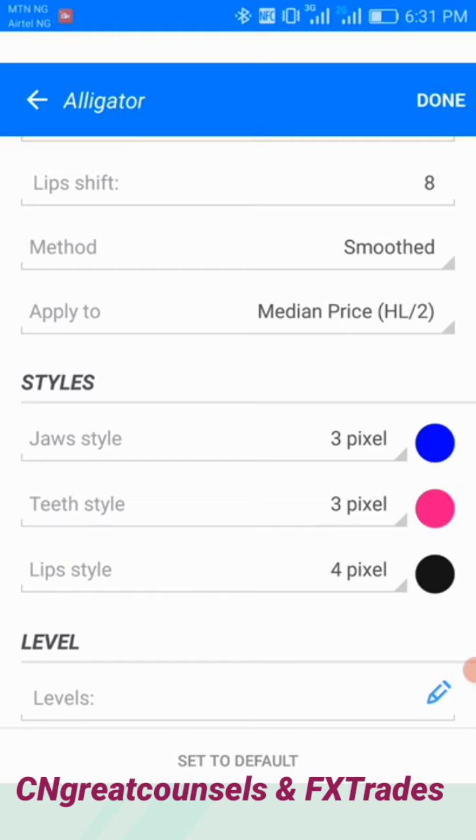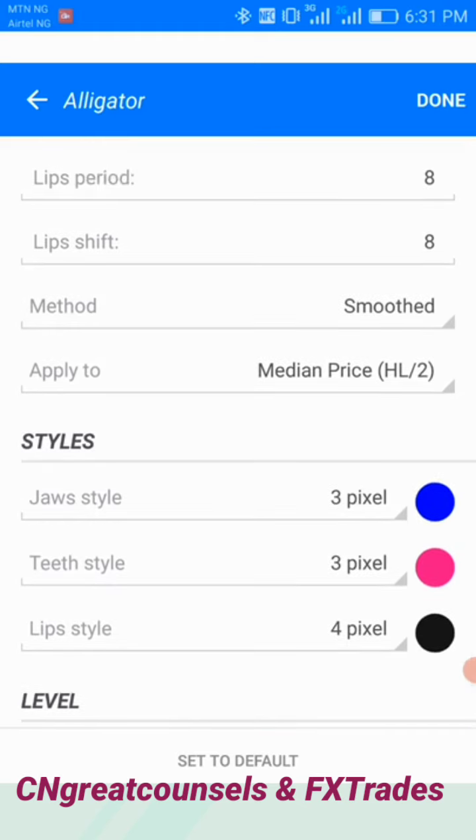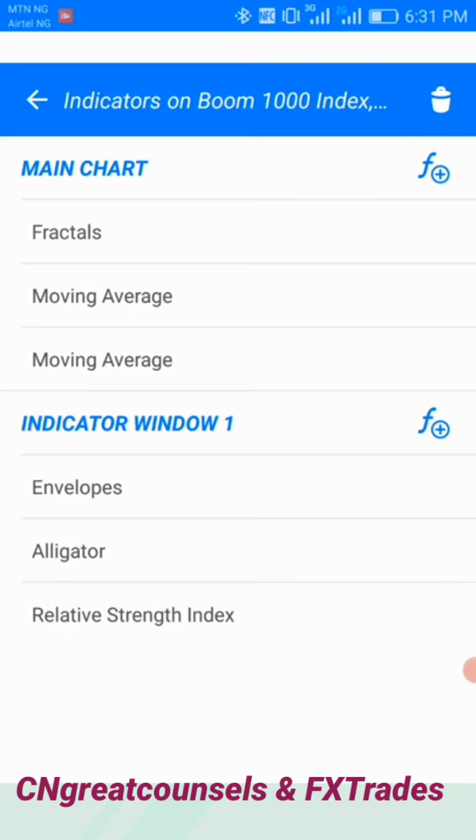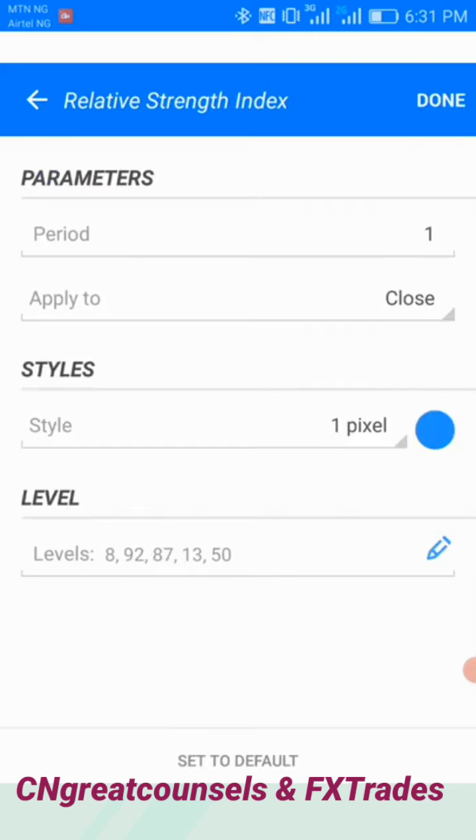Make it this way, please. Then teeth style 3 pixels. Color is this pink. Then lip style is 4 pixels, and then the color is black. Make it exactly like this, okay? Then you click done. Then the relative strength index, which will give you the levels, these are the parameters.